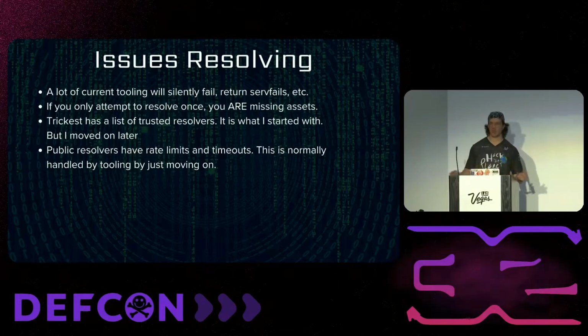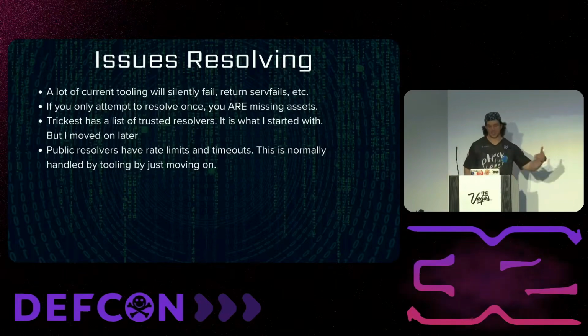I promise you right now, if you don't have a running retry list of "I'll try this for the next 5 days" or something, I promise you you're missing assets. So the Trickest repo has a list of trusted resolvers that are public and out there. I know a lot of people use those. It's what I started with, but I moved on. They have rate limits, they have timeouts, and they have a bunch of different issues.